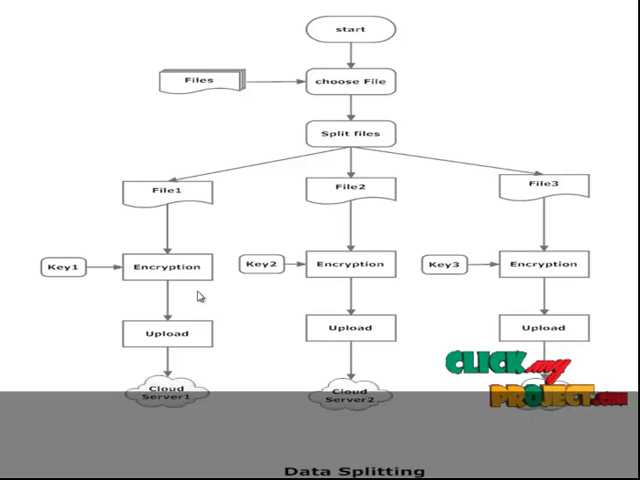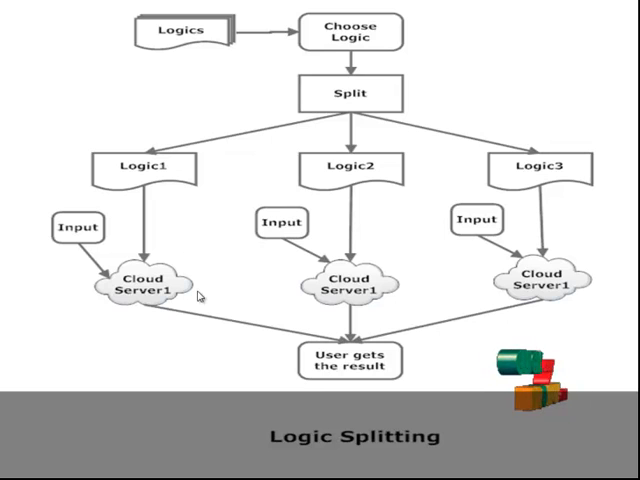So the next process is the logic splitting. We can execute the logics in the cloud server. So we should give the program logic and the corresponding input data to the cloud server. We choose the logic, then the logic is split into multiple logics. At the first logic we give the input to the server. In each server we give the input and the corresponding logic also. So only then can we get the result from the cloud server. Then all the results are collected by the user from the cloud servers.